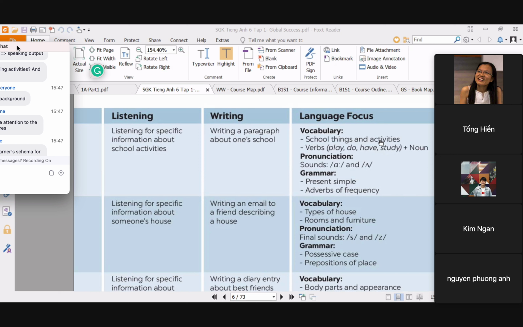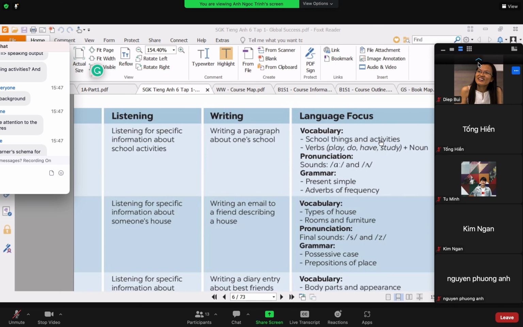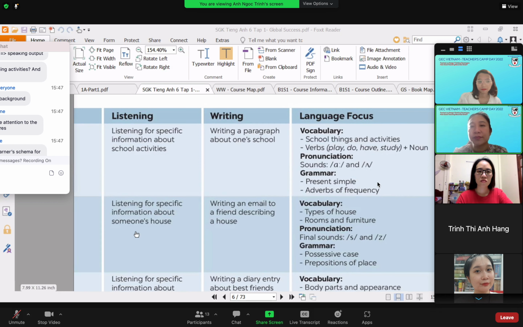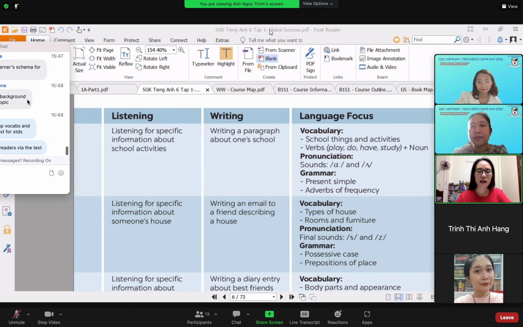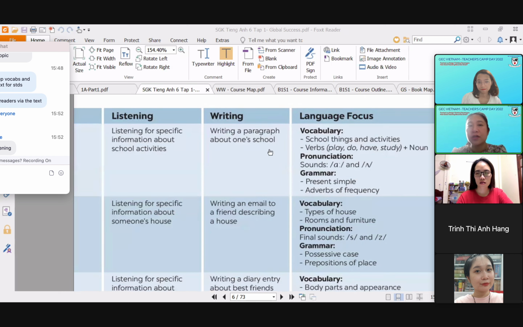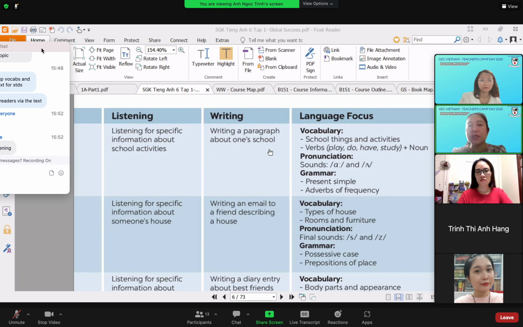Do you think listening here is input for writing? Do you think listening can provide any input for writing? Yeah, I think both reading and listening are the input for writing. Okay, in this case, listening can provide more vocabulary and structures. Extend the vocabulary and structure for students.